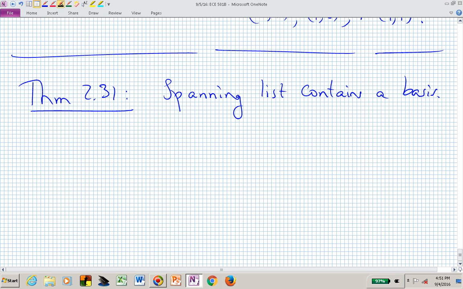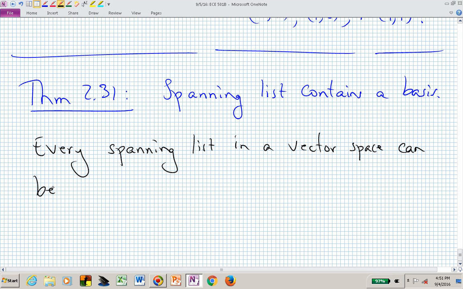Here's Theorem 31. Every spanning list in a vector space can be reduced to a basis of the vector space.